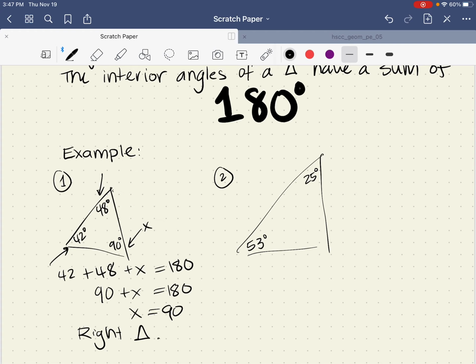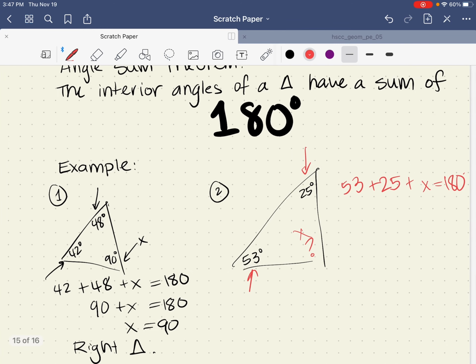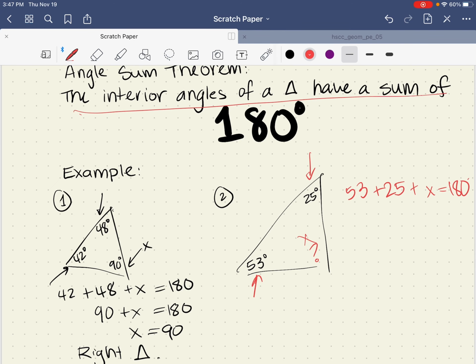All right, let's try that one more time. Suppose we have this triangle over here with an angle of 25, an angle of 53, and an angle I don't know. So we add the angles together, 53 plus 25 plus the angle we don't know, x. We can call this guy x momentarily. The angles need to add up to 180. That's what this theorem says. The theorem says that the interior angles of the triangle have to add up to 180.